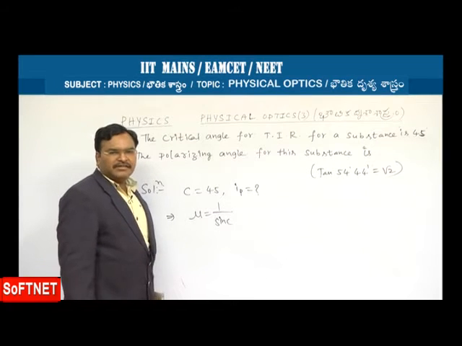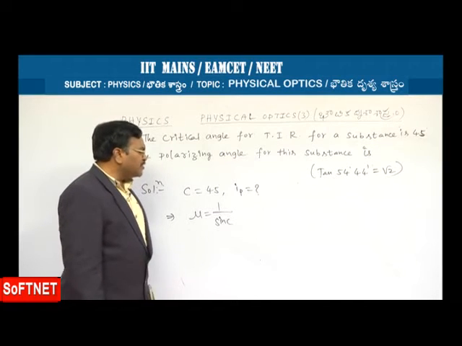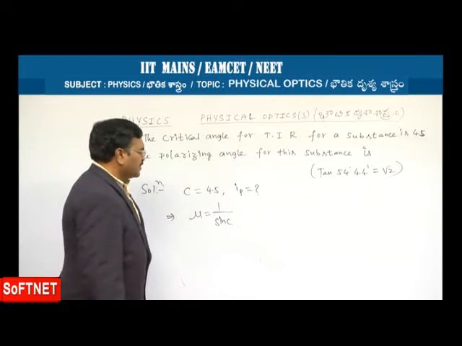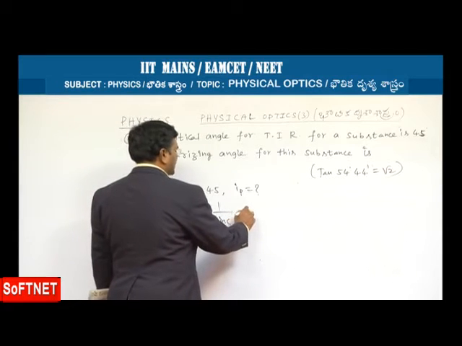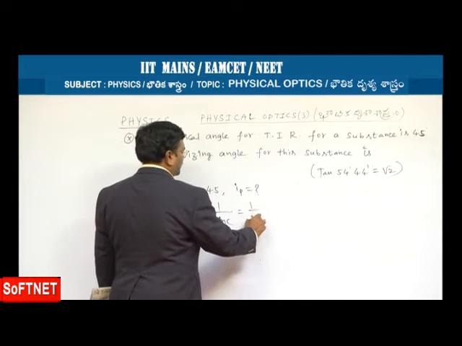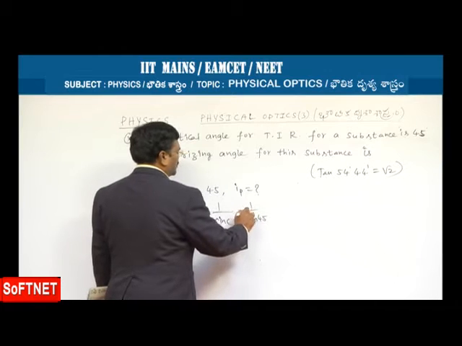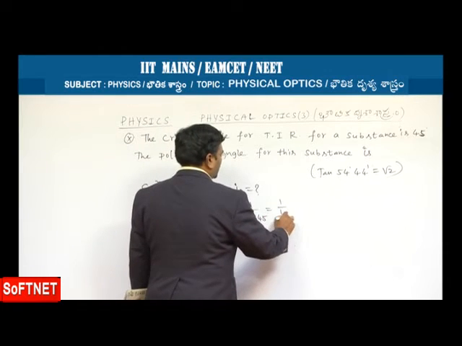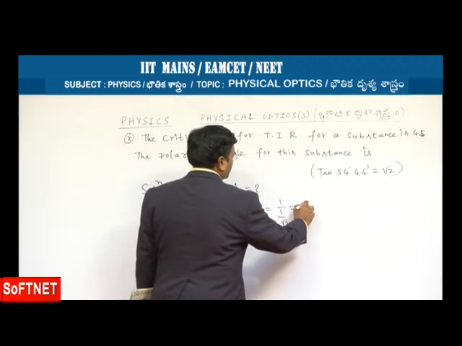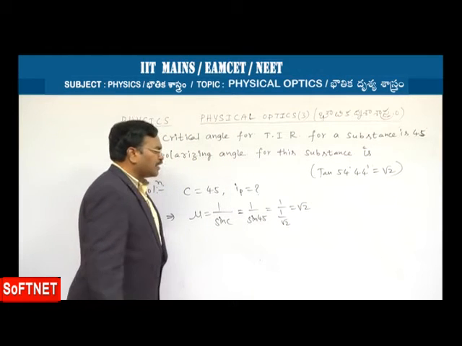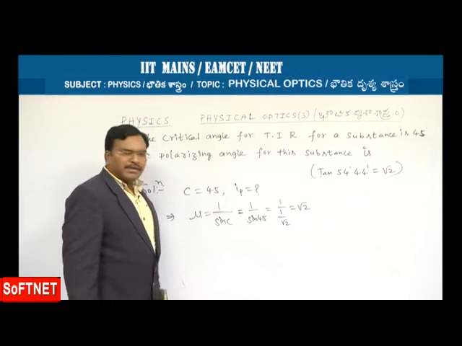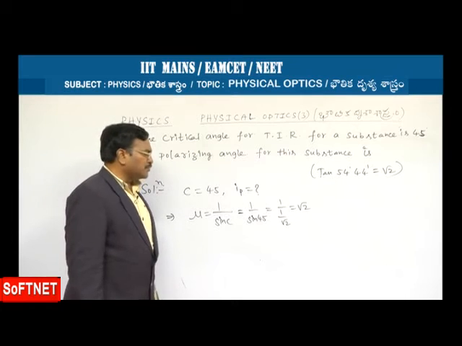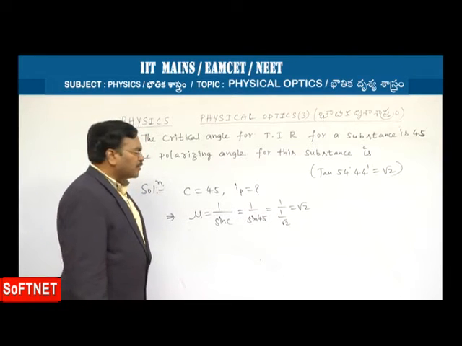Relation between refractive index and critical angle, what is that? Mu is equal to 1 by sin c. From this, 1 by sin 45. Sin 45 is 1 by root 2, so 1 by 1 by root 2 is root 2. Mu is equal to root 2.